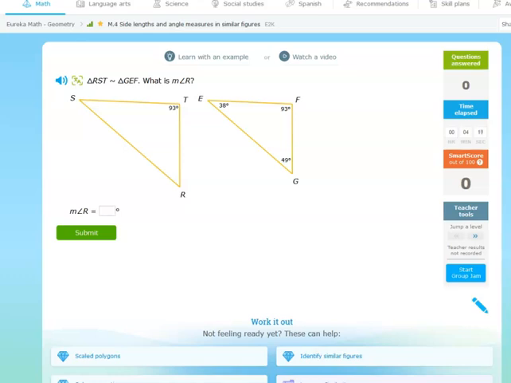Okay guys, this is a video on IXL. The name of it is Side Lengths and Angle Measures in Similar Figures. Let's take a look at what we've got here. We're going to start off by reading.